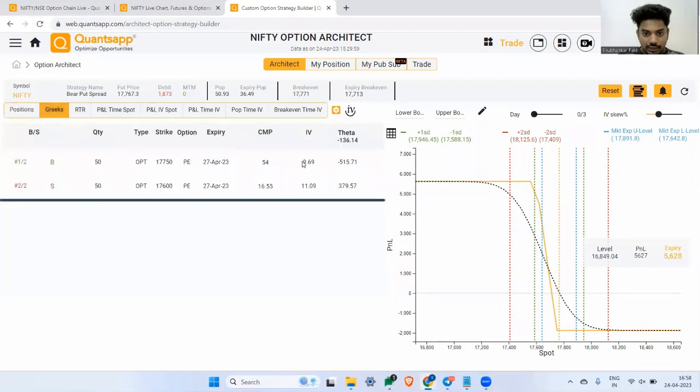Now, if you check out the Greeks, you will get to know the theta impact, how much theta is getting outflowed, or how much net theta you are paying to the market. It's just 136 rupees, which is okay.